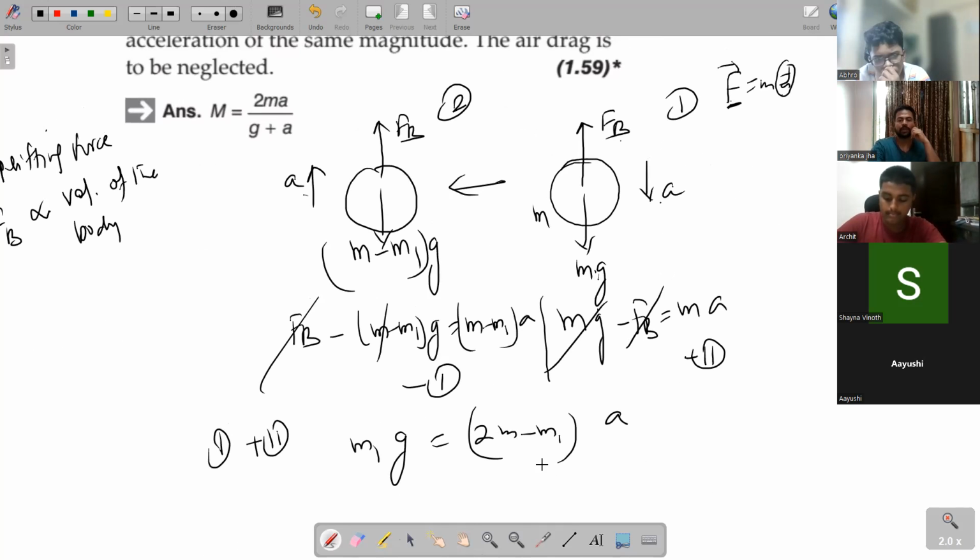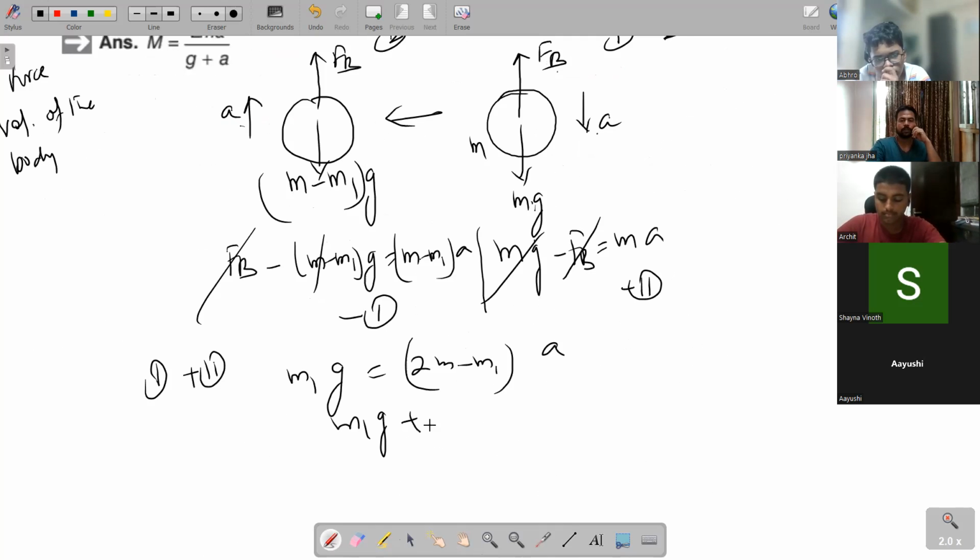Okay, we have to find m1 now, that is fine. So now see, m1 g plus this m1 will come over here and this is 2ma. So m1 take common and then 2ma upon (g plus a). Understood?